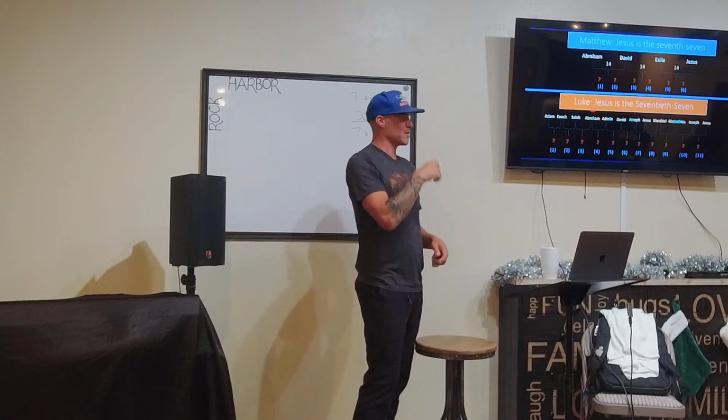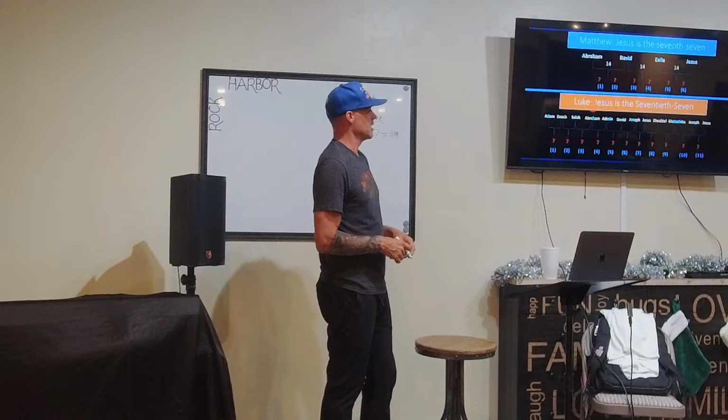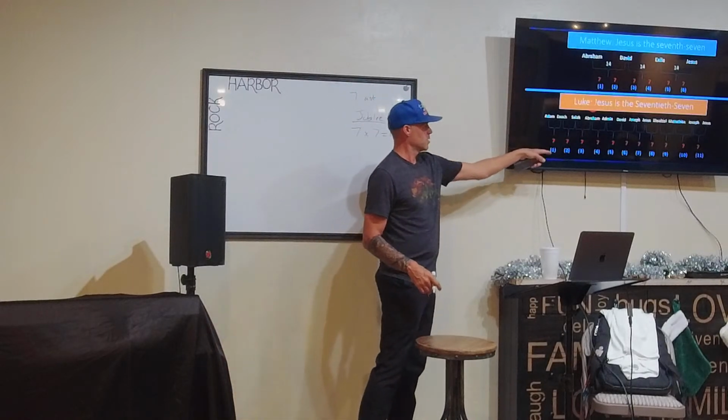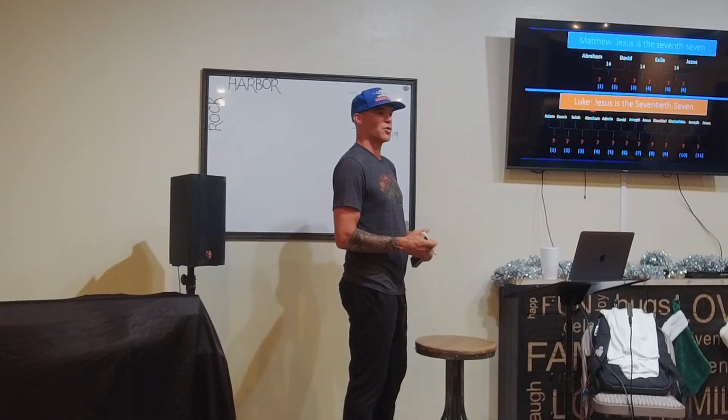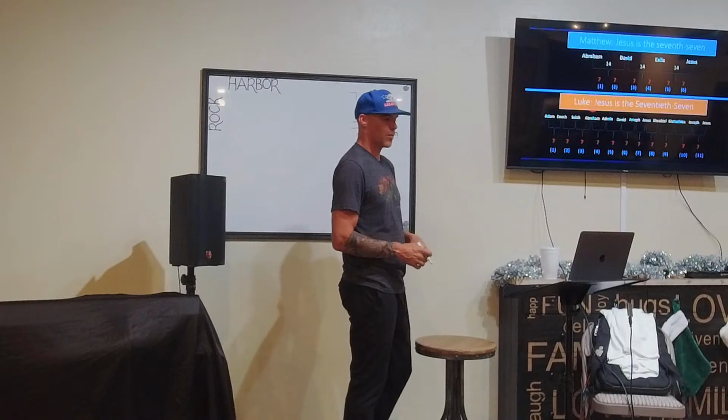So one of the things that scholars have said with the sevens is that Luke is trying to point to that Jesus is ushering in the year of Jubilee. And that's what he's doing with numbers.